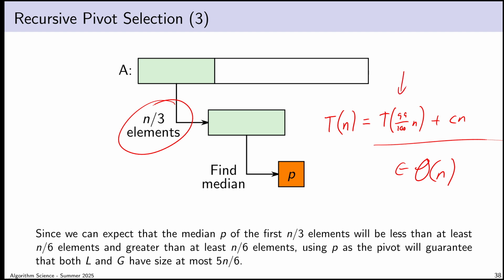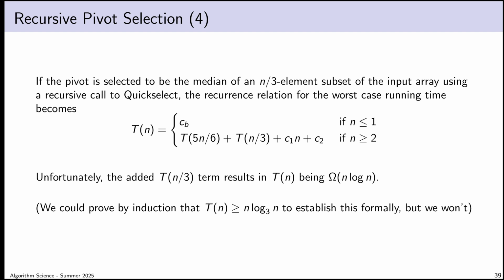So even if I can guarantee that my pivot is going to be greater than and less than 1% of things, I now have to add an extra term to my recurrence relation to account for choosing the pivot. Okay, so to choose the pivot, I found the median of n over 3 elements, which means I had to call Quickselect on an input of size n over 3. So I end up with a second recursive term, and that's going to turn out to be a little bit of a problem for us.